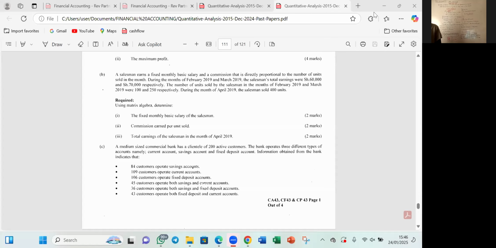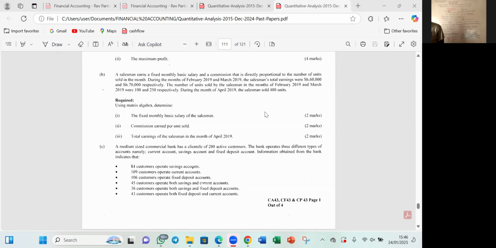There it is. It says, a salesman earns a fixed basic salary and a commission that is directly proportional to the number of units sold in the month. During the month of February 2019 and March 2019, the salesman's total earnings were 60,000 and 70,000 respectively. The number of units sold in February 2019 and March 2019 were 100 and 150 respectively. During the month of April 2019, the salesman sold 400 units.